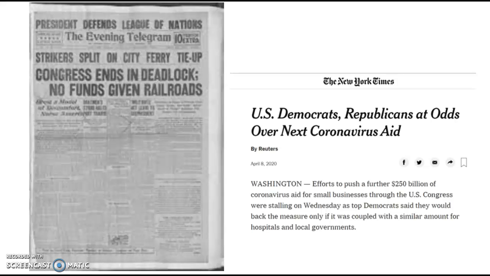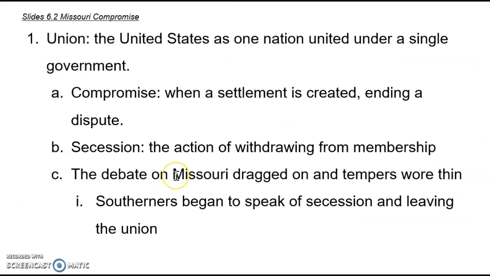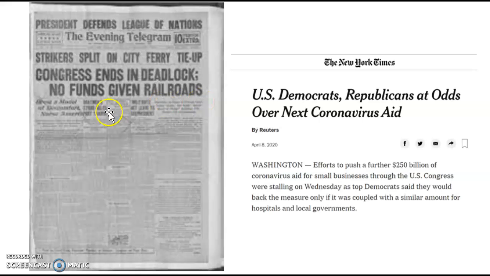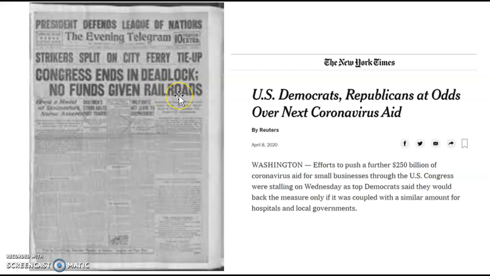Now, I just want you guys to see how stuff that we're learning about back then in the 1800s is still occurring today. So the first thing I want you guys to see is Democrats and Republicans, they were in a deadlock over this coronavirus aid to help people who lost their jobs and businesses that are closed. In Congress, they were actually in a deadlock. Similar to the Missouri Compromise, not in the sense where there were states wanting to leave the Union, but in the sense that Congress couldn't come to an agreement. And same thing around the 1900s, Congress was in a deadlock with giving funds to like railroads. Okay? And honestly, there's deadlocks in Congress all the time.